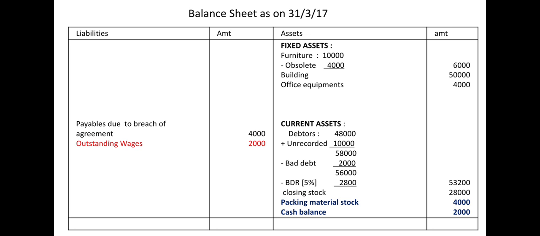Now let's go on the credit side. The remaining entries on the credit side are some entries we have already recorded. So pick up only those which are left. Yes, payables. Payables means creditors.